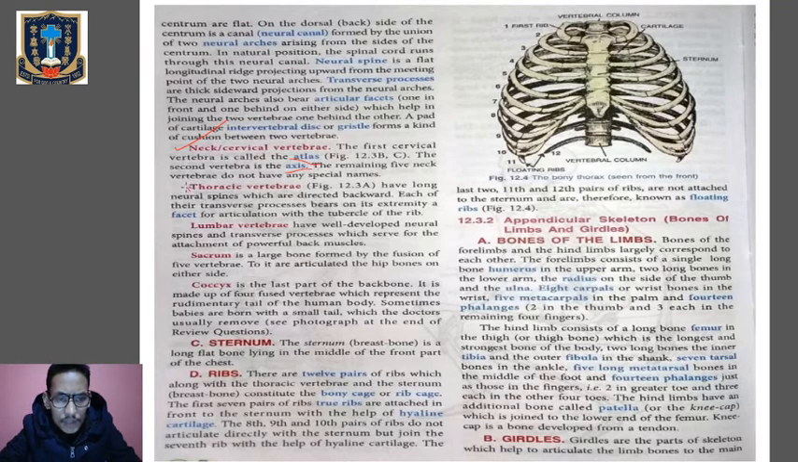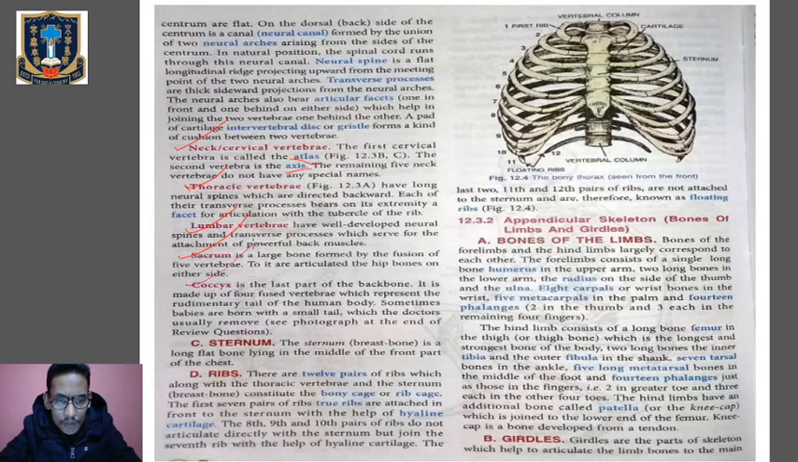Then thoracic vertebrae have neural spines which are directed backward, and each of the transverse processes bears on its extremity facets for articulations. Then you have lumbar vertebrae, which have well developed neural spines and transverse processes which serve for the attachment of powerful back muscles. Then we have the sacrum, a large bone formed by the fusion of 5 vertebrae, and to the sacrum the hip bones are attached.